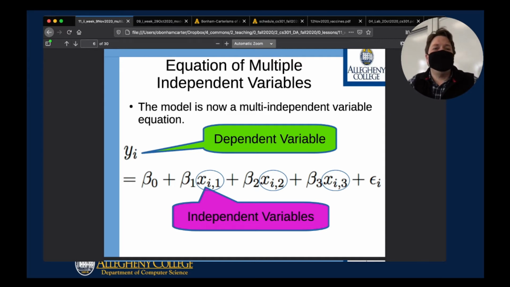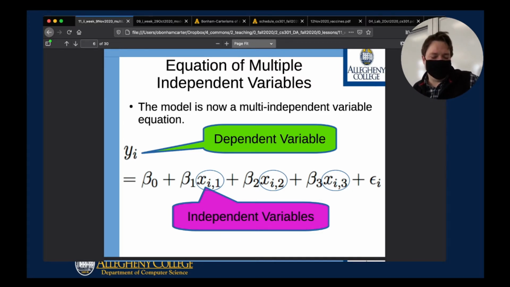Really what that means is that we're looking at not just a y equals mx plus b type of line equation that we were working with before, but rather y equals m1 x1 plus m2 x2 plus m3 x3. It's like we're looking at different variables. So here, y is equal to beta naught plus beta 1 x1 plus beta 2 x2 plus beta 3 x3. And we can do that for as many variables as we'd like to work with.